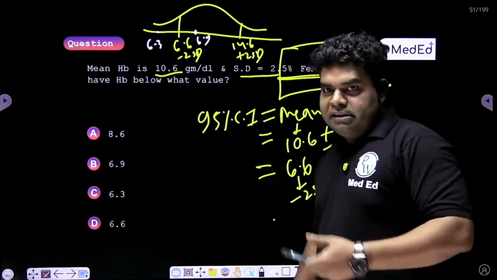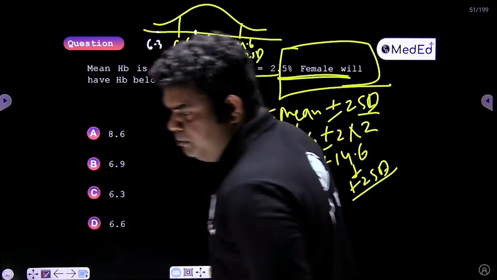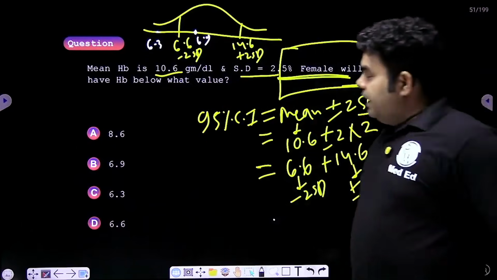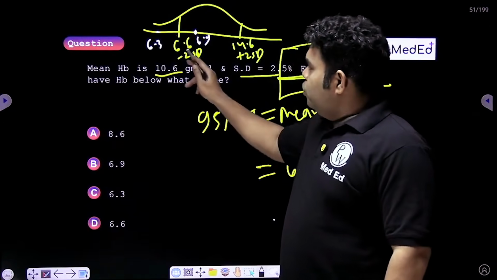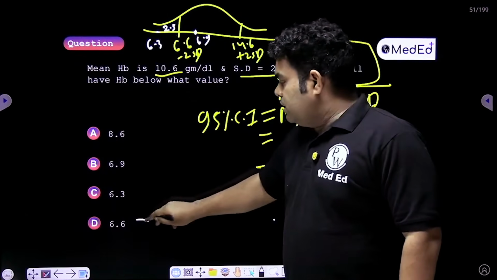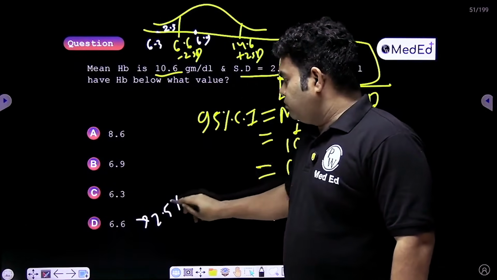B. So what is this B? Let's check out the B. Very simple. Dekho. Very good. First thing is, if you look at 6.6, below 6.6, there is only 2.5% people. So 6.6 can never be the answer.